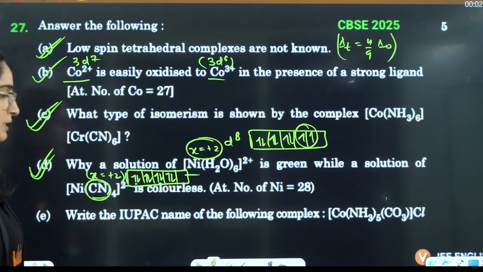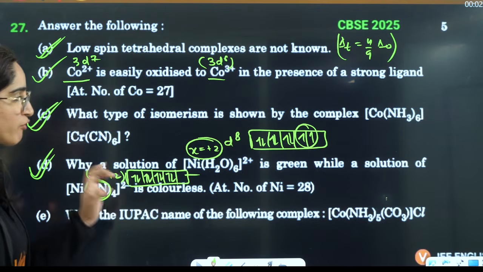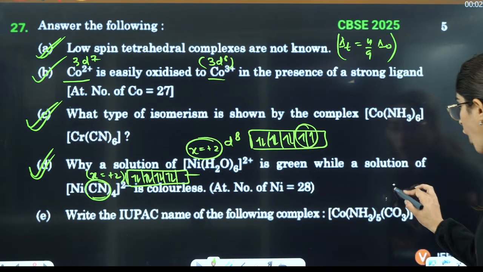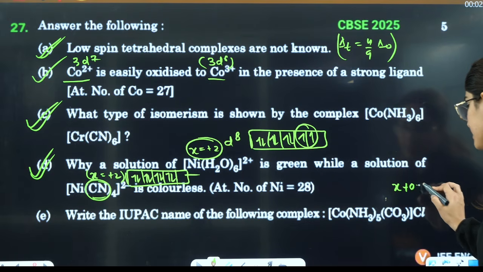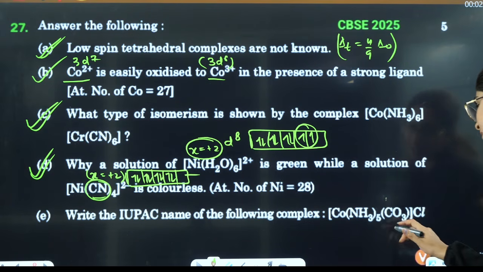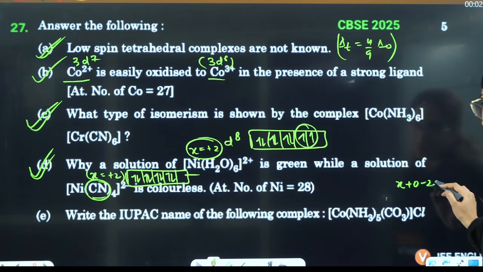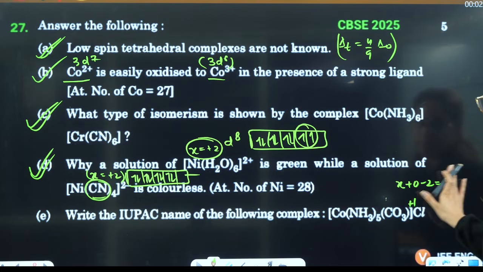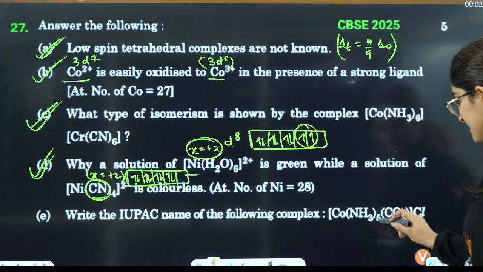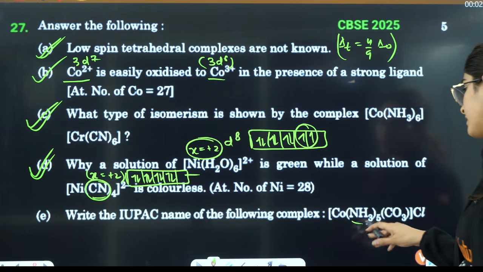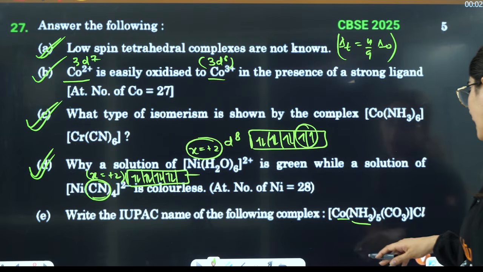Okay. Then write the IUPAC name of the following complex. Firstly, calculate the oxidation number. This is 0, this is 0, this is carbonate, is it? So it is -2. So 0 -2, and this is 1, so it will be +1. So it will be +3. So you can say carbonatopentaamminecobalt.